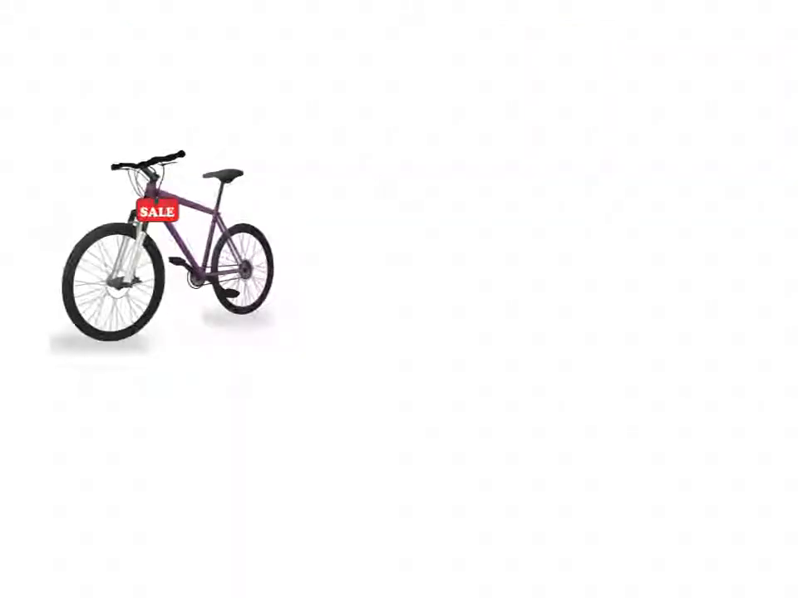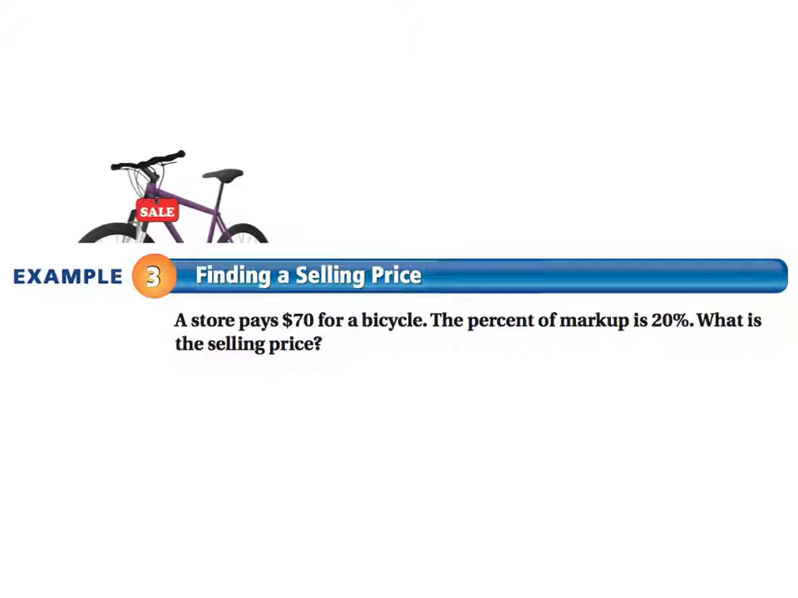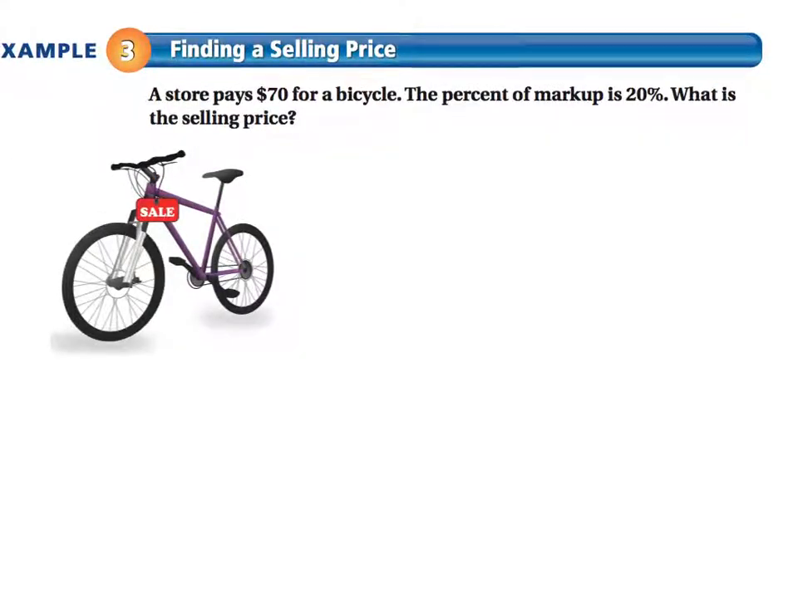Our next example involves a bicycle. It says a store pays $70 for the bicycle. The percent of markup is 20%. What is the selling price? So once again, there are two ways to do this. What you guys, I'm sure, have done in the past is just taking 20% of 70 and adding it on.